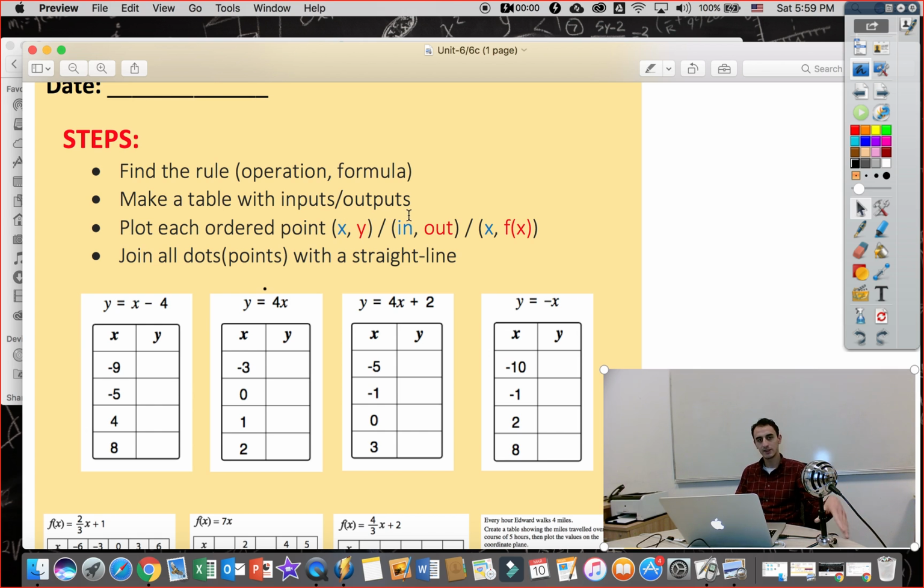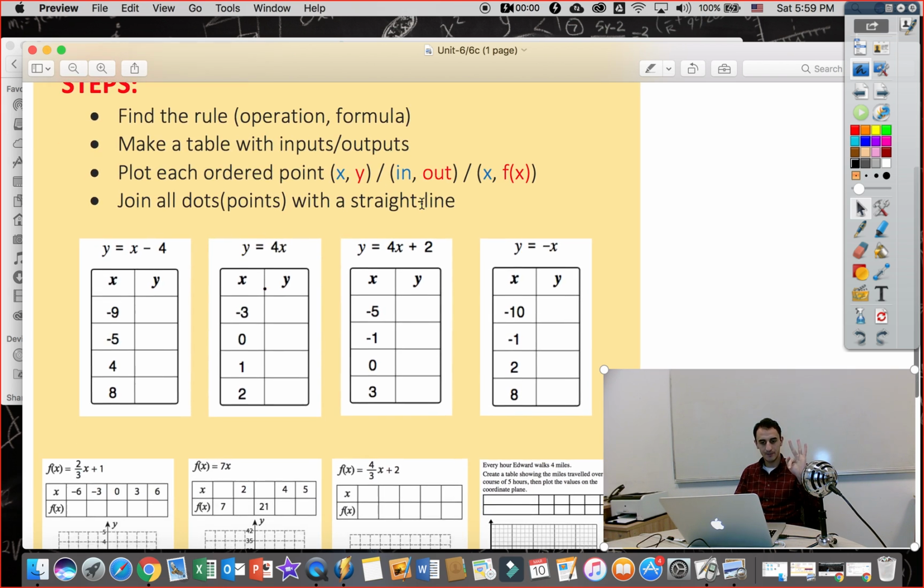that we have worked with before in unit number 6b. Okay? In section 6b, we were working on some tables with some inputs and outputs. We were trying to find the missing number, but now we'll have an empty table or half empty table. We need to complete the table or make a table from the beginning. The second step, make a table with inputs and outputs.